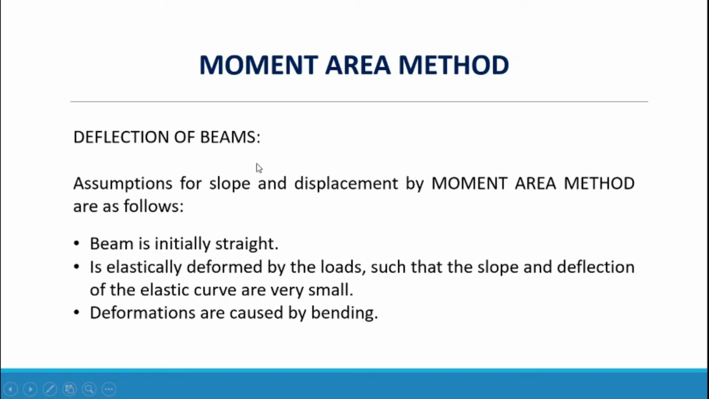And for the deflection of beams, the assumptions for slope and displacement by the moment area method are as follows. First, the beam is initially straight. It is elastically deformed by the load such that the slope and deflection of the elastic curve are very small, and deformations are caused by bending. So these are the assumptions for slope and displacement using the moment area method.